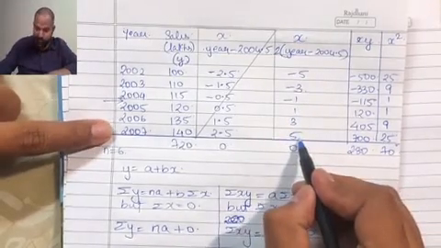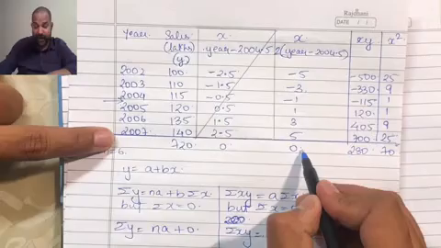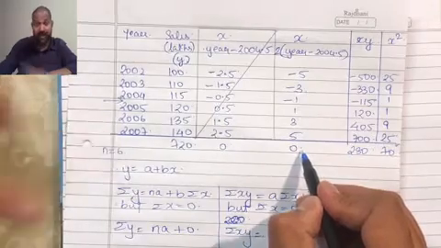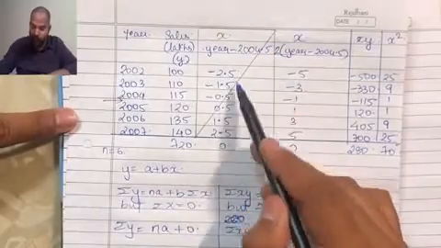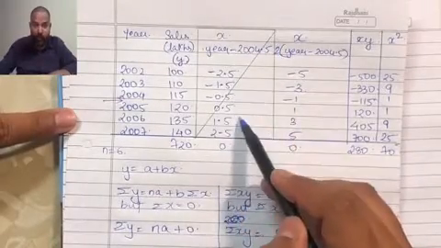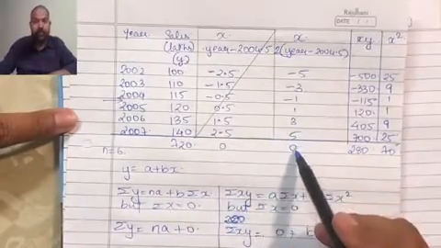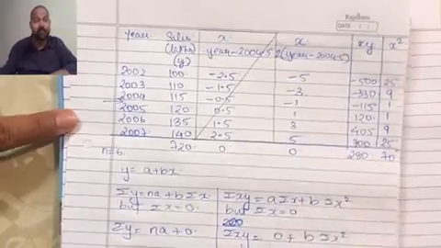So if this is 5, then 2008 will be 7, not 6. The increment is by 2. You've multiplied it by 2. Here the increment is by 1, but you've doubled it, so the increment is by 2 here. So after 5 will come 7.